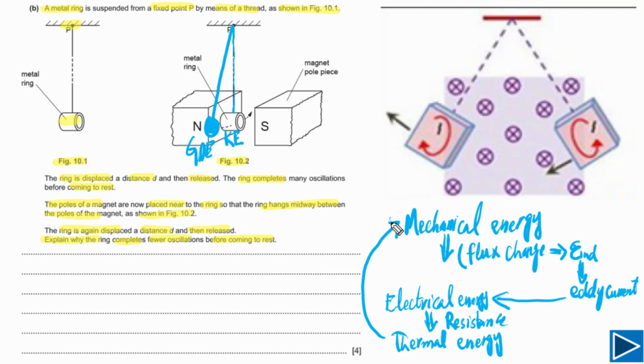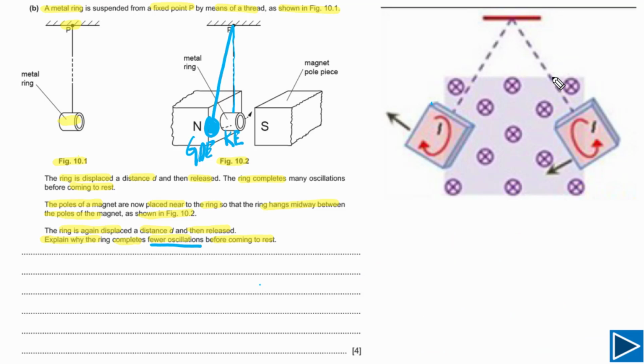So finally, the energy of the ring will decrease. When the energy of the ring decreases, it will complete only a few oscillations. That's the reason it will complete fewer oscillations: mechanical energy has been converted into electrical energy, and the electrical energy has been converted into thermal energy because the ring has resistance, and the energy of this ring will decrease. So these are the points you need to write down to answer this question. Let's now try to answer the same question with the help of forces.